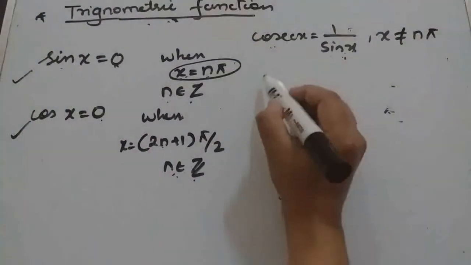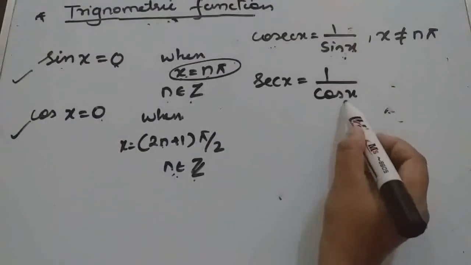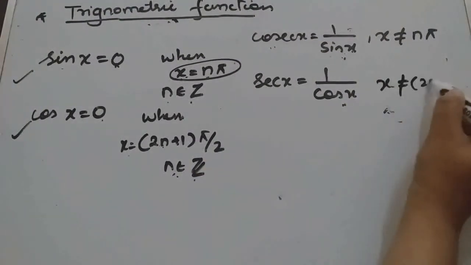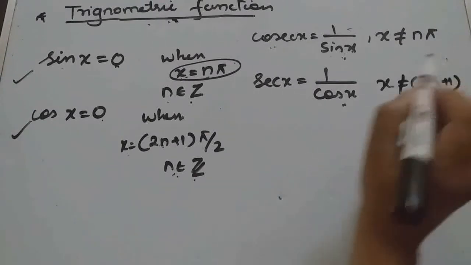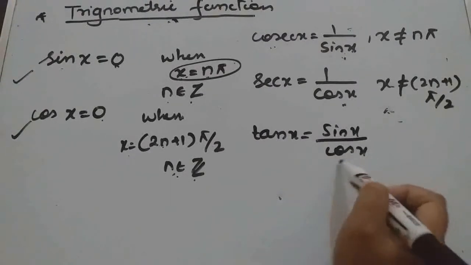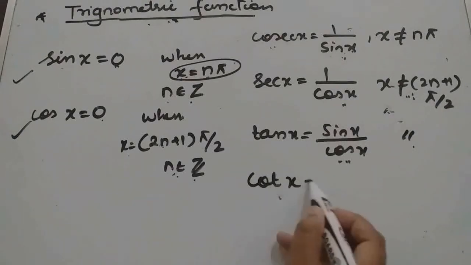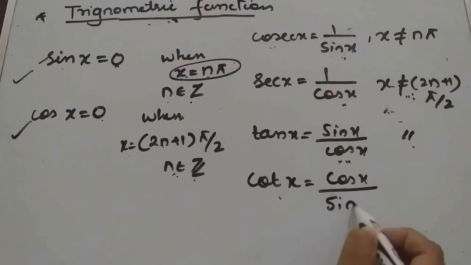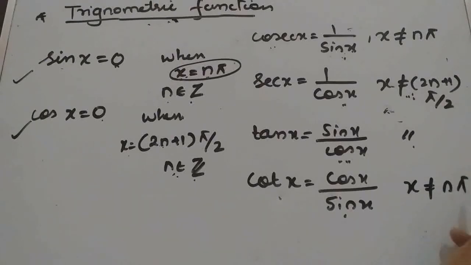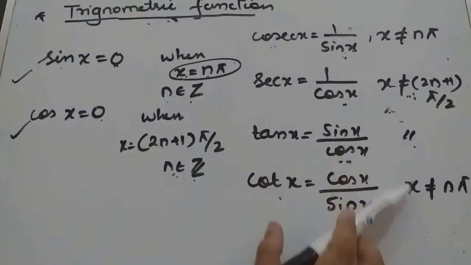Similarly for sec x, which is 1 by cos x, cos x should not be equal to 0. So x should not be equal to (2n plus 1) pi by 2. Similarly tan x: in the denominator cos x is there, so this same value will come. Then we have cot x. Cot x means cos x by sin x, isn't it? In the denominator sin x is there, so x should not be equal to n pi. So whenever you define these trigonometric functions, you should write this condition also.